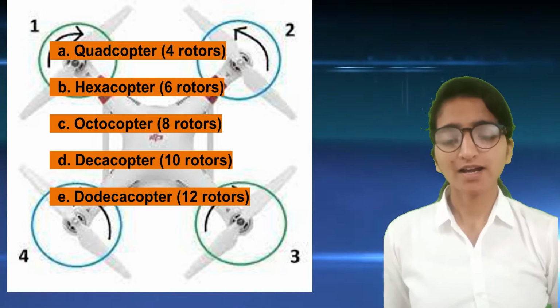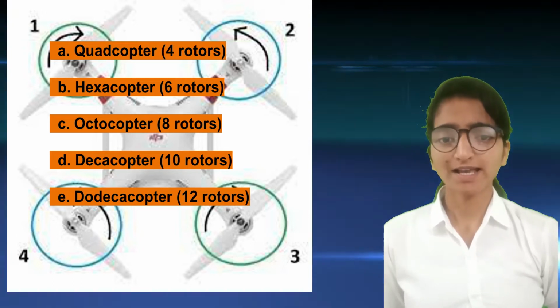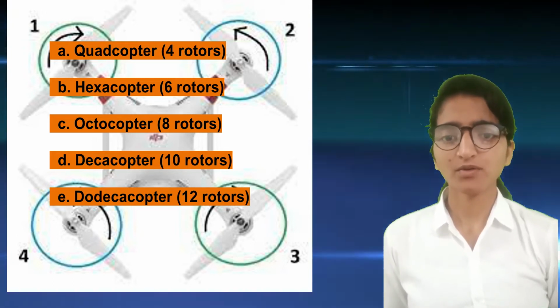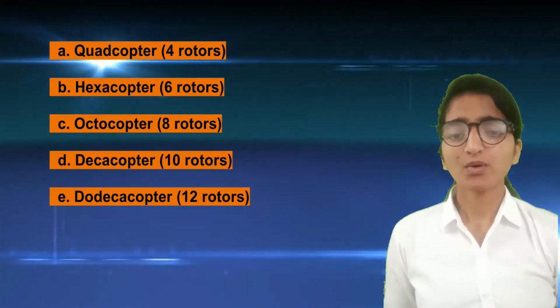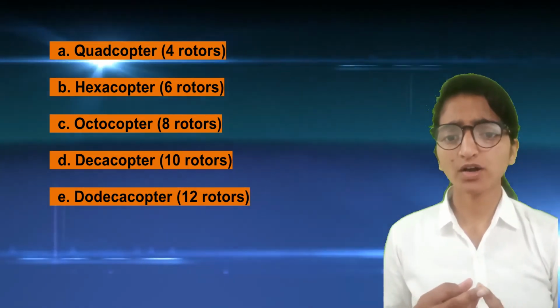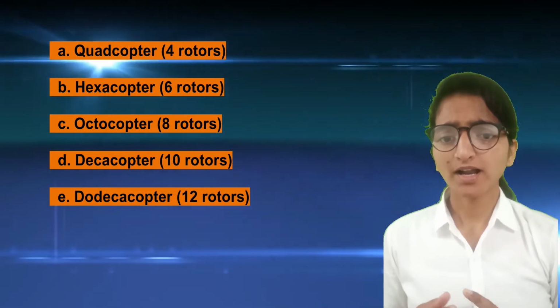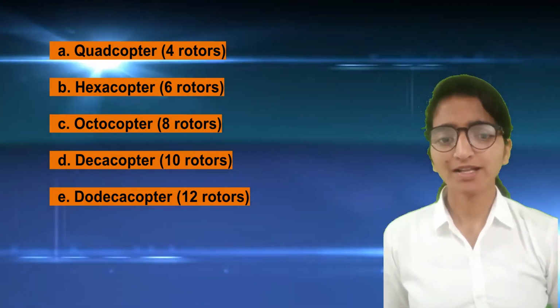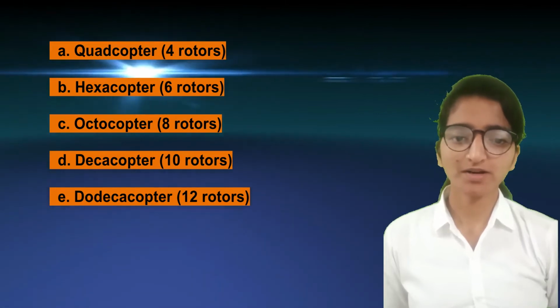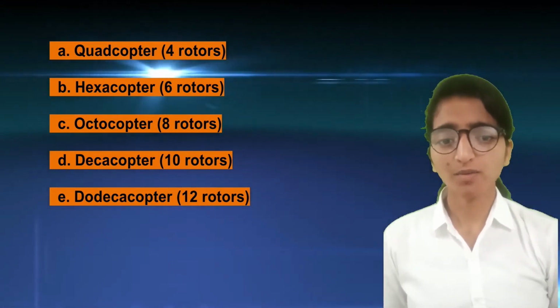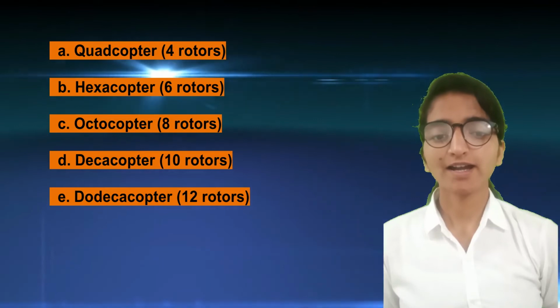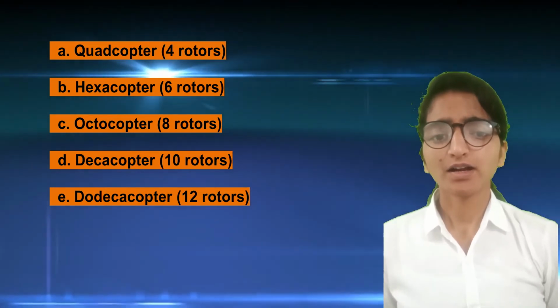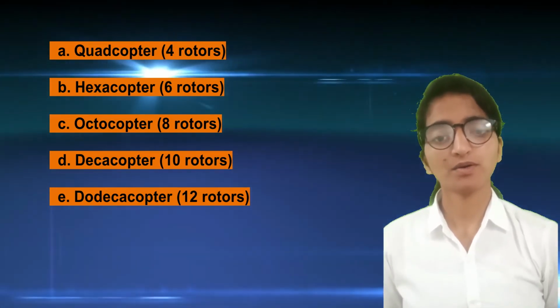Multi-rotors are further classified based on the number of rotors. So, quadcopter, hexacopter, octocopter, decacopter and dodecopter. In a quadcopter there are 4 rotors, in a hexacopter there are 6 rotors, in an octocopter there are 8 rotors and in a dodecopter there are 12 rotors.